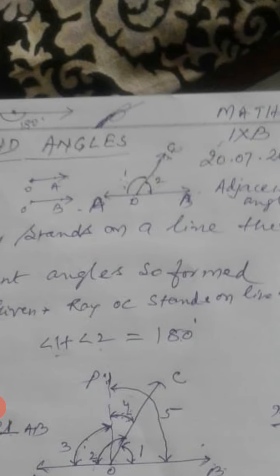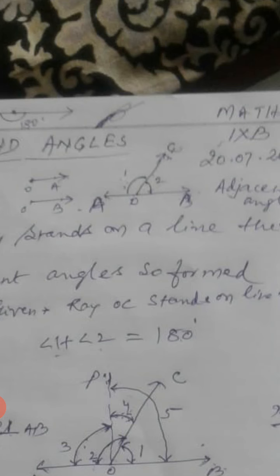Now, in this 9th class, we have to study the theorem that when a ray stands on a line, the adjacent angles so formed are supplementary, that is, angle 1 plus angle 2 is equal to 180 degrees. Adjacent angles are two angles that have a common vertex and one common arm.